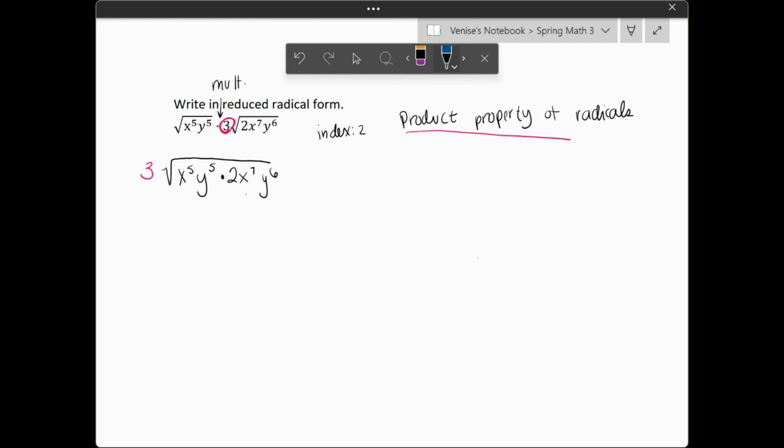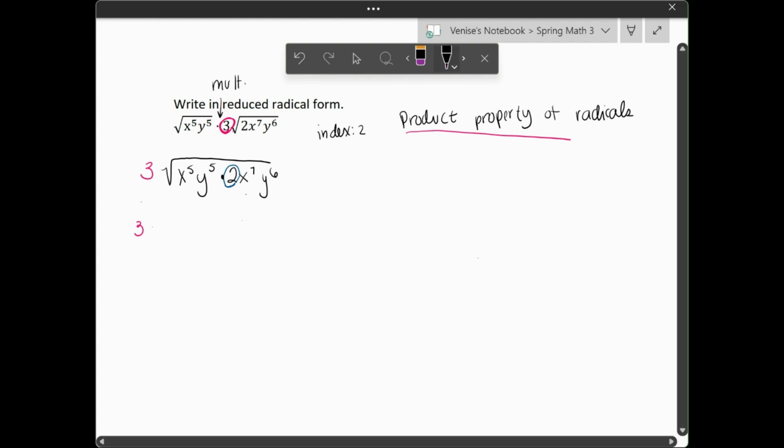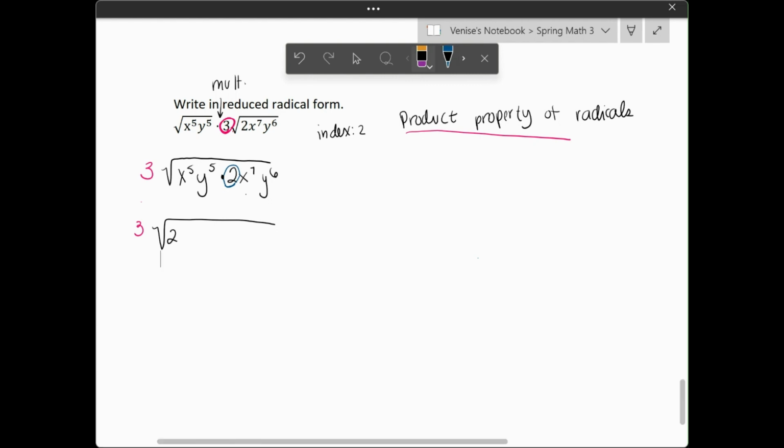Okay, again, I want to move this number that doesn't have a variable to the front. Since it's still inside the radical symbol, you keep it inside the radical symbol. So we have 3 square root of 2, x to the 5th, y to the 5th, and x to the 7, y to the 6th.